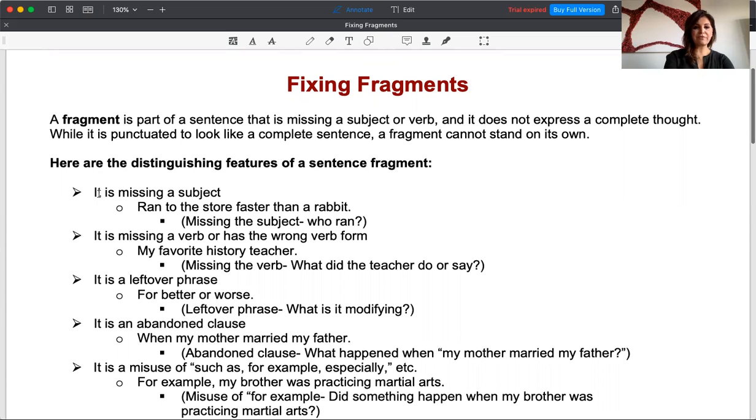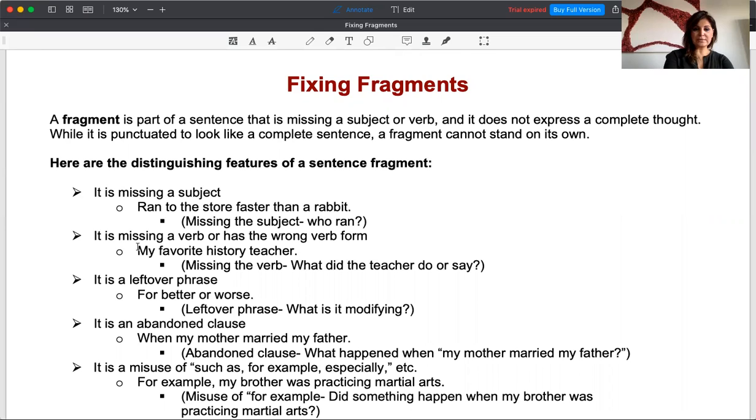For example, if I say, ran to the store faster than a rabbit, this is a fragment basically in IELTS speaking and IELTS writing. This is missing a subject. Maybe it is correct in informal English, but it is not correct in IELTS. In IELTS speaking and IELTS writing, you must have complete sentences. More than welcome to save this page and review, and please share this page with other friends of yours that are taking the IELTS test, because they can definitely benefit.